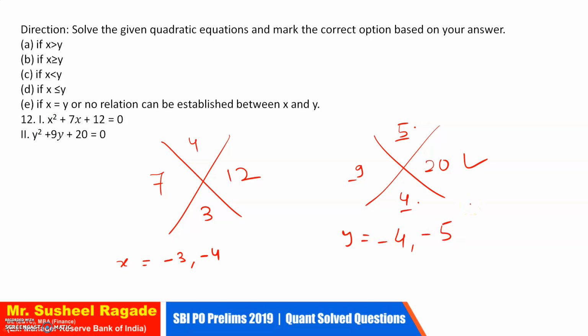Here we will write all these numbers on the number line. This is 0, the x values are minus 3 and minus 4, and the values of y are minus 4 and minus 5. Both the values of x are equal to or greater than y. That's why the answer is x is greater than or equal to y.